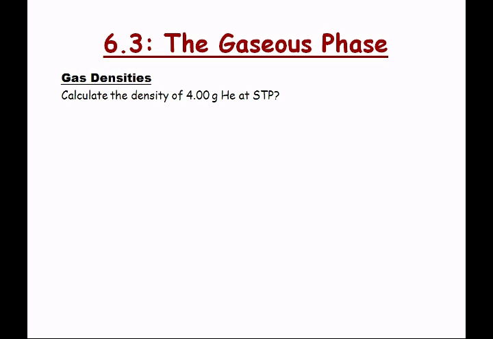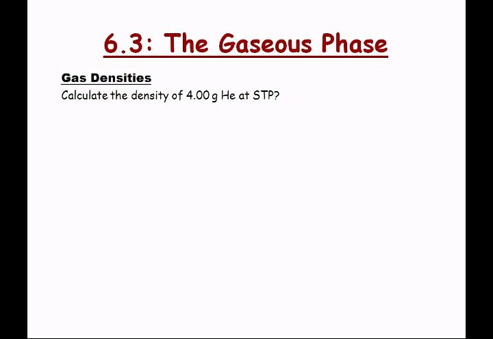Uh-huh. So how would you figure out how many moles of helium we have? Yeah, use the atomic mass, right? So the atomic mass of helium, or the molar mass of helium, is going to be 4.00 grams per mole. Okay. So we've got to figure out the number of moles of helium.